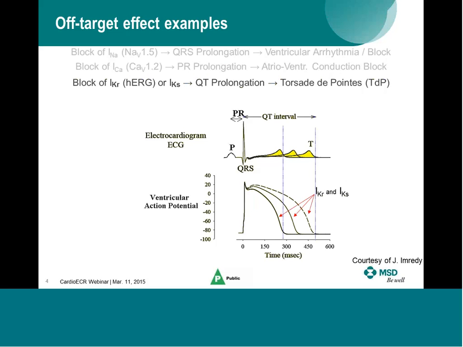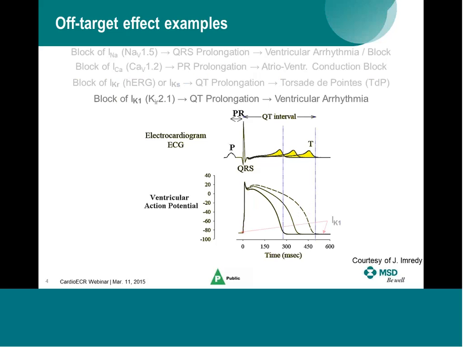Blockade of the hERG or IKs channel is a well-known cause of QT prolongation, and a severe case could lead to torsade de pointes, which is a fatal ventricular arrhythmia. Blockade of IK1 or the Kir2.1 channel can also lead to QT prolongation and arrhythmia.